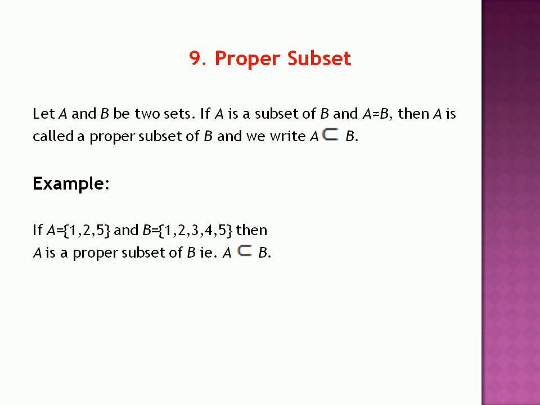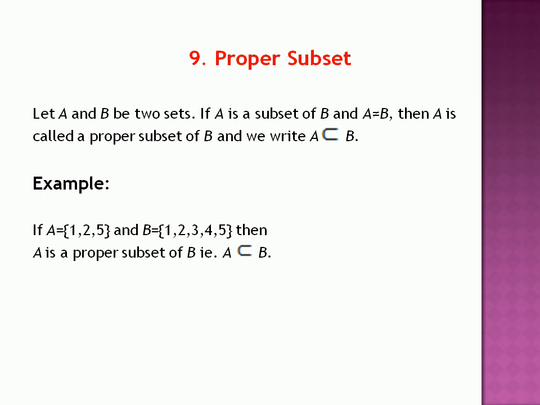Ninth one, proper subset. In the previous definition, we saw subset. This is proper subset. Let A and B be two sets. If A is a subset of B and A is not equal to B, then A is called a proper subset of B. A set can be a subset of itself, but in the proper subset, the set cannot be a subset of itself. We write A contained in B.